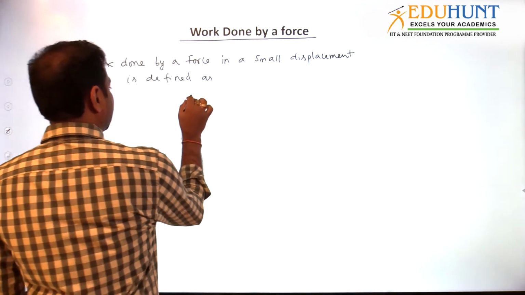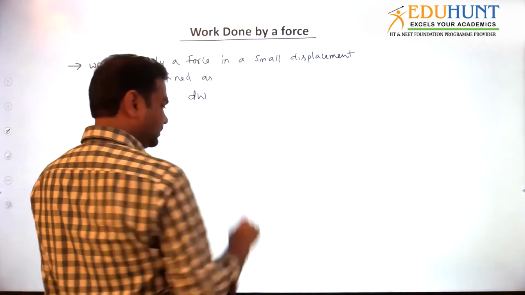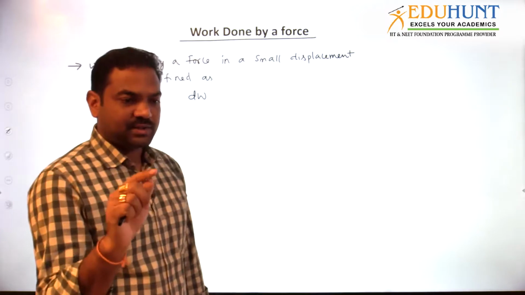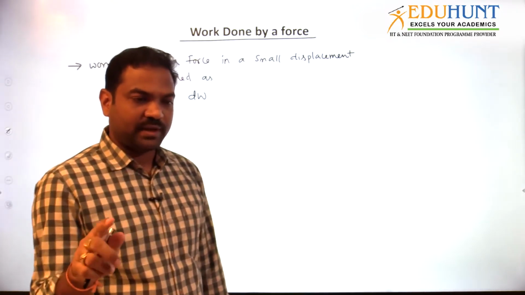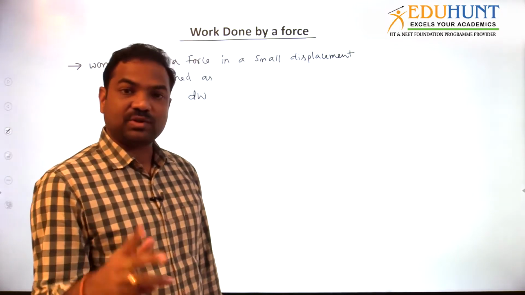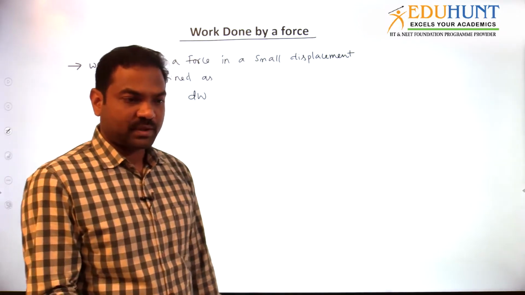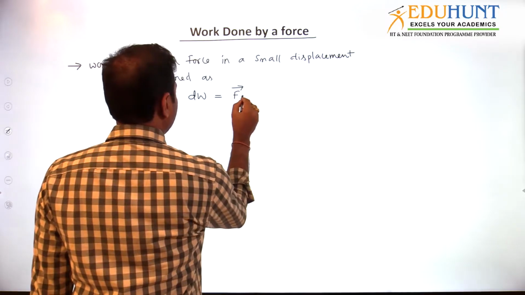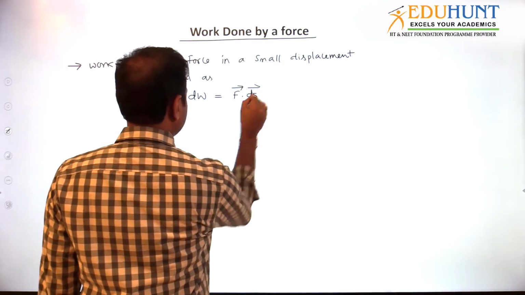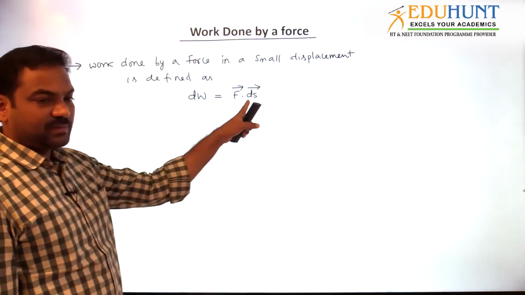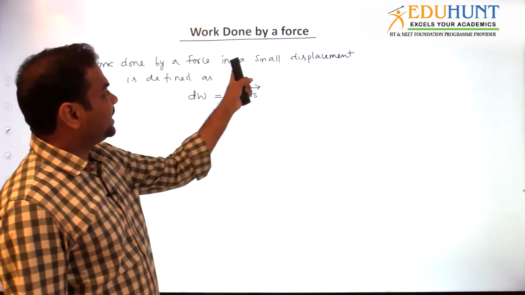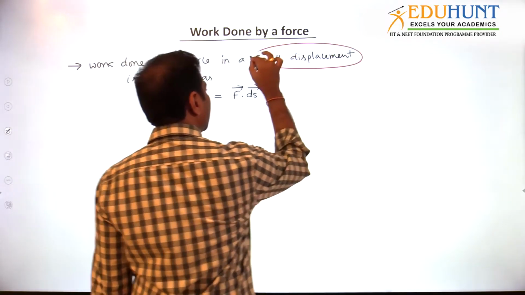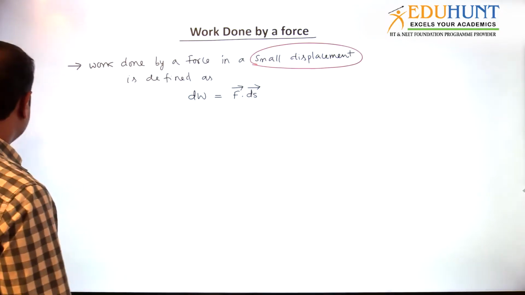So what is the defined quantity? How it is defined? The small work done we write down as dW. dW means it's a small work done. So whenever you are writing dx, small amount of x, dy, small amount of y, dW is small amount of work done. So dW is equal to F bar dot ds bar, where ds bar is again a small displacement. We already wrote, this is small displacement. This small displacement is ds vector.